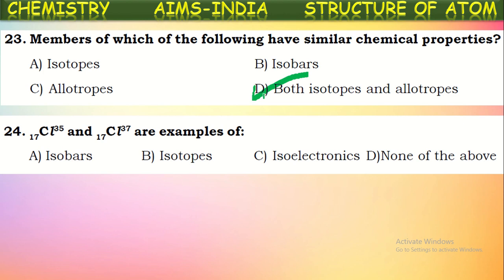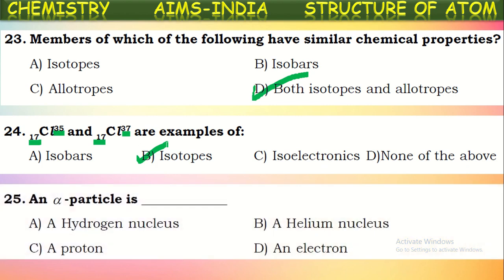chlorine 35 and chlorine 37 are examples of. See, what is the similarity between these two? Both are the atoms of the same element chlorine, and we can observe here both are having the same atomic number 17, but they have a difference in their mass numbers. One is having 35, whereas the other one is having mass number 37. So like this, the atoms with the same atomic number but different mass numbers are known as isotopes. Okay, chlorine 35 and chlorine 37 are isotopes. These are examples for the isotopes, because they have the same atomic number but different mass numbers.